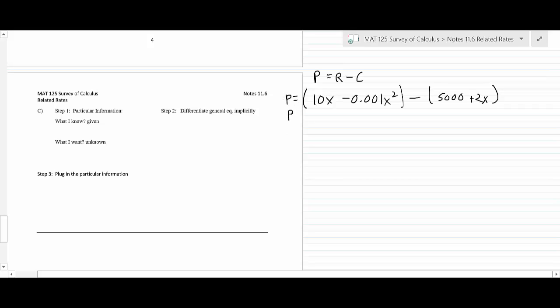So for your profit, I'm going to write this kind of in this order. I'm going to put the negative 0.001x squared. Now see, these are like terms. I'm going to write this as 10x minus 5,000 minus 2x. You got like terms, so you want to put those two things together, the 10x and the 2x. So your profit is going to be negative 0.001x squared plus 8x and then minus 5,000. Okay, so you weren't given the profit, but you were given the revenue and cost.